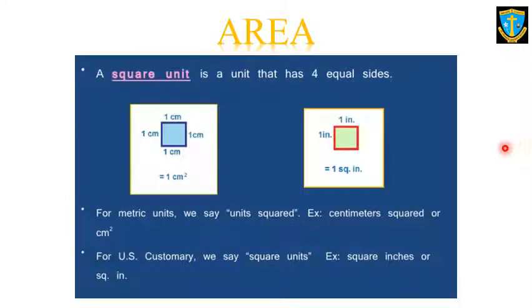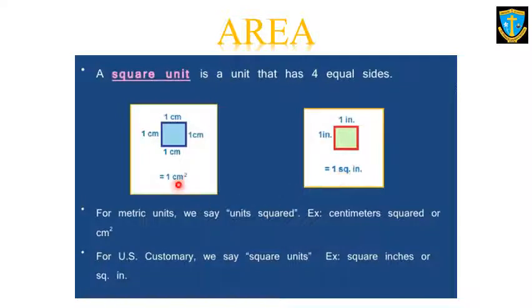Now, a square unit has 4 equal sides. Since it is a square, all the sides will be the same, like centimeter wise or inches. When we use centimeter, it will be 1 centimeter square. And if it is inches, it will be 1 square inch. You can write it in this way or in this way.